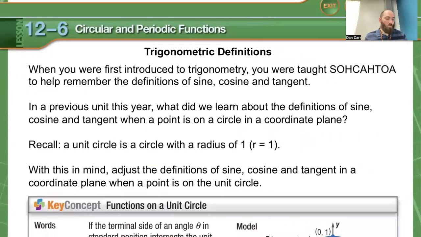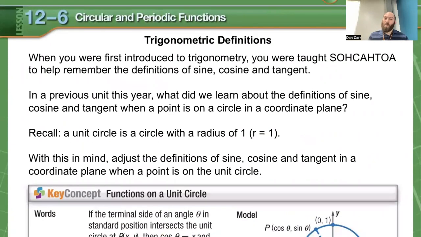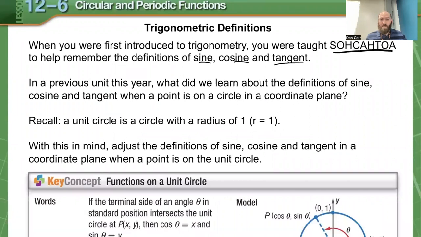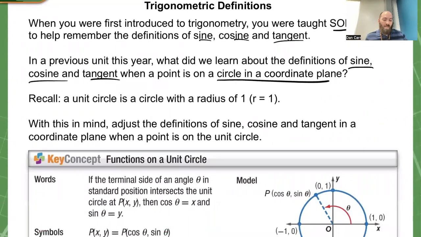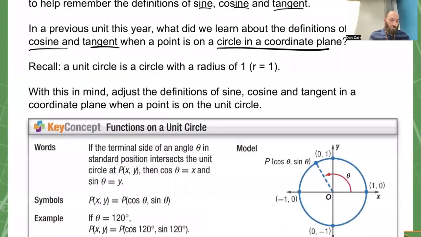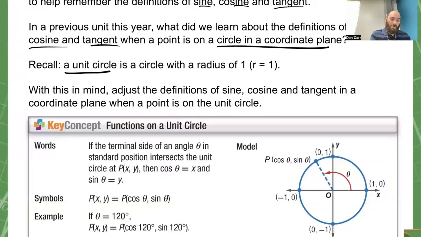Okay, so when we look at this, we want to remember our trigonometric definitions. When you first talked about trigonometry, you were taught the SOHCAHTOA idea, and then we talked about the definitions of sine, cosine, and tangent in terms of a right triangle. Earlier we looked at definitions of sine, cosine, and tangent when a point is on a circle. So what we're looking at is what's called the unit circle. As a reminder, a unit circle is a circle with a radius of 1.